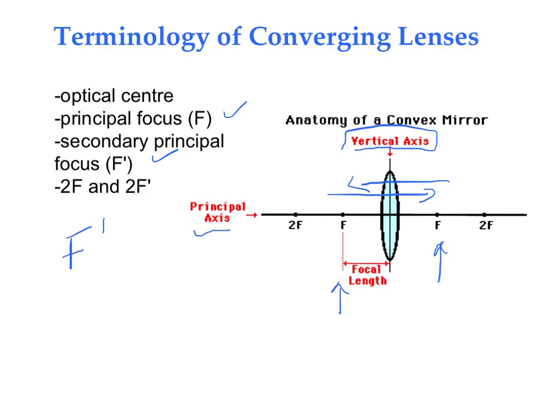The only other term that's new with lenses is this one right here, the optical center. So the optical center is right where your principal axis and your vertical axis intersect. So it's right here. That is O. On our mirrors, we called it the vertex, and the reason we called it the vertex is because we didn't have a vertical axis with the curved mirrors, but we do have it with the lenses. So that's the terminology we'll be using, and I'd like you to be using when talking about lenses.